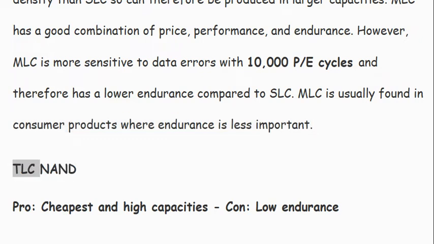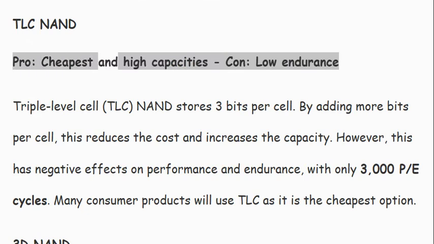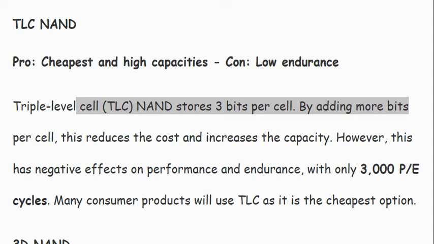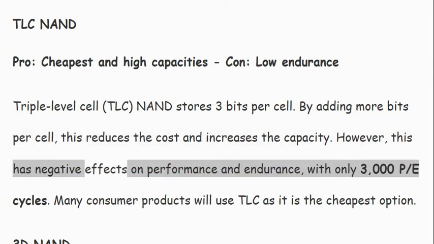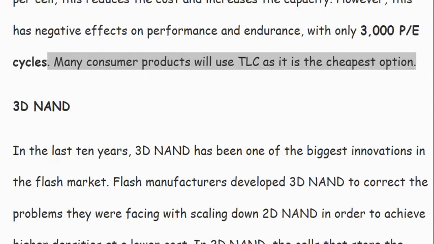TLC NAND. Pro, cheapest and high capacities. Con, low endurance. Triple-level cell, TLC, NAND stores 3 bits per cell. By adding more bits per cell, this reduces the cost and increases the capacity. However, this has negative effects on performance and endurance with only 3000 PE cycles. Many consumer products will use TLC as it is the cheapest option.